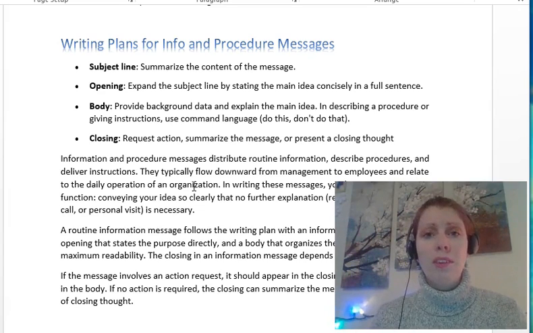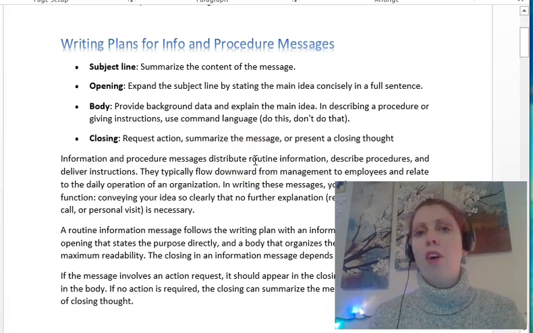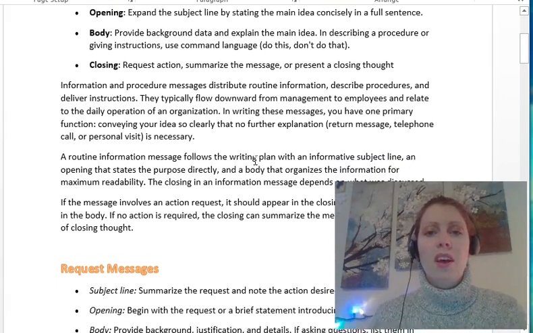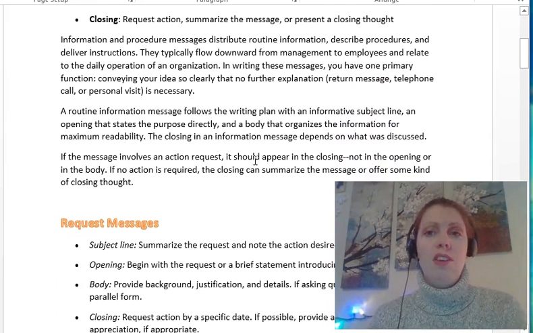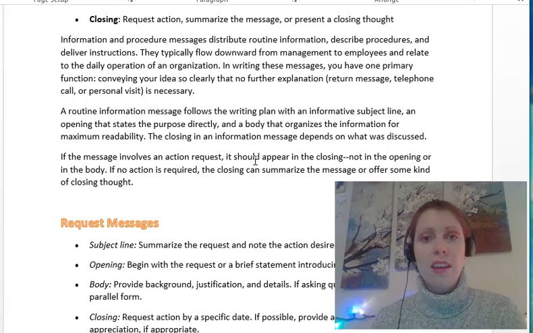And then, of course, your closing, where you will have an action request or summarize the message or present a closing thought. So you don't always call people to action, and in this case you might just say the information looks great, the report sounds good, contact me later, and things like that. So information and procedure messages distribute routine information. They describe procedures and they deliver instructions. They typically flow downwards from management to the employees, and they relate to daily operations of an organization.